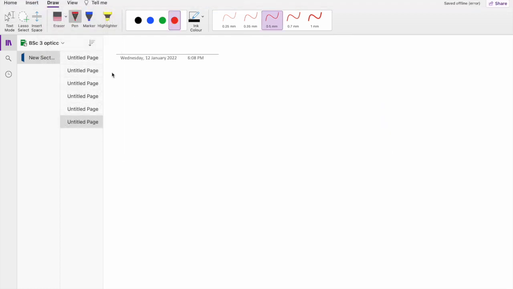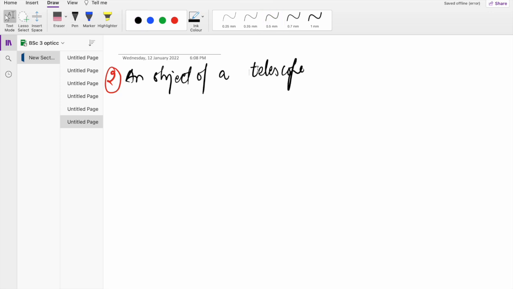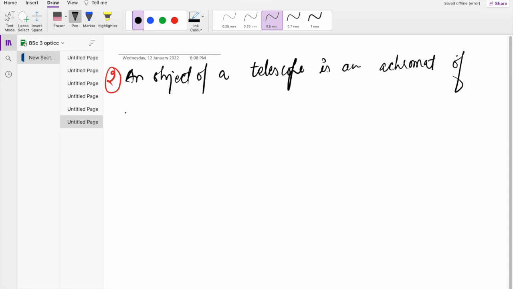There is a question, question number 2. An object of a telescope is an achromat of focal length 90 centimeter.